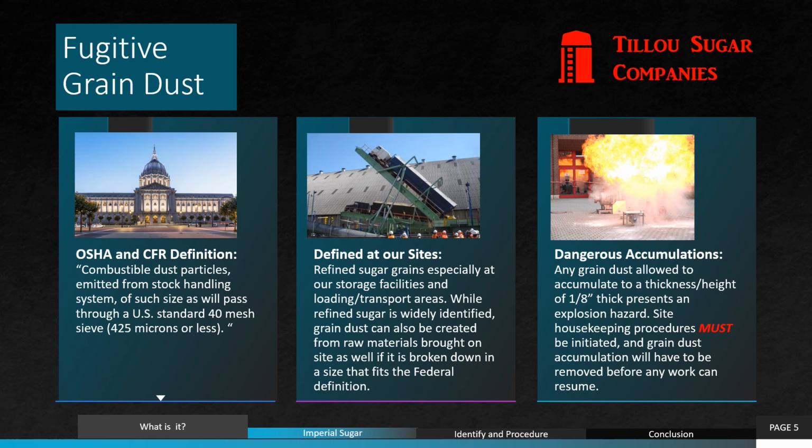So pay attention. That means we have a lot of refined sugar on site, but also as sugar cane is being brought in, we can have dust come from that as well. Dangerous accumulations: any grain dust allowed to accumulate to a thickness of 1/8 inch presents an explosion hazard. Site housekeeping procedures must be initiated, and grain dust accumulation will have to be removed before any work can resume.